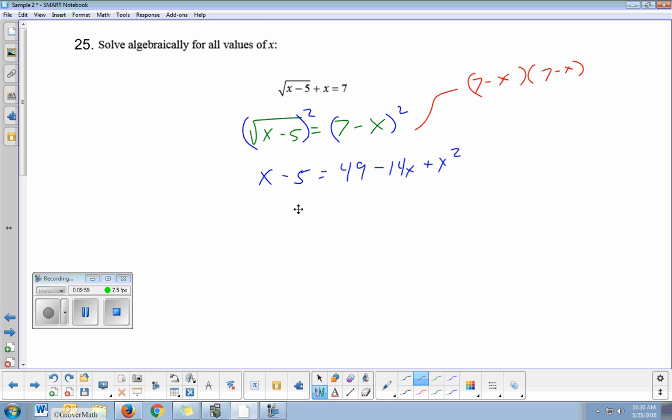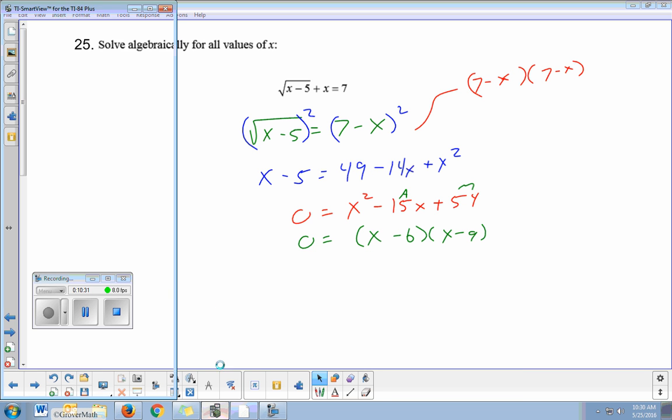Recognizing here, I'm going to have to factor this, so I'll set it equal to 0. X squared is positive over here. I'm going to rewrite it so that's in the front. Moving x over to the right to be combined with the negative 14x is going to give me negative 15x. And adding 5 to the 49 would be plus 54. Factoring, so keeping it set equal to 0 would be x minus 6 and x minus 9. They're the numbers that multiply to positive 54, add to negative 15.